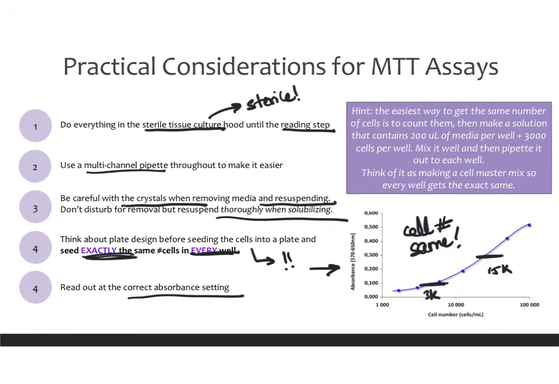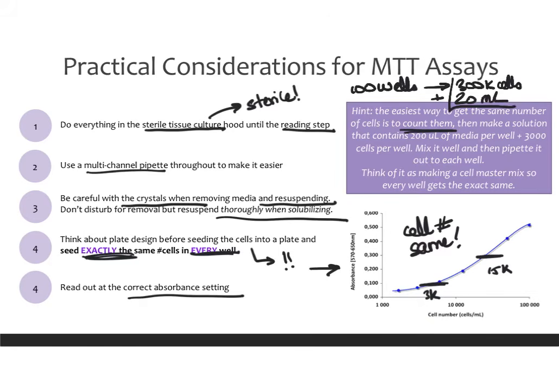same number of cells is to count them very carefully and then make sort of a master mix of cells for your plate. So if you are adding, let's say, 3,000 cells to every single well, and you know that you have 96 wells to pipette, then you might make enough for 100 wells, right? Because we talked about how you always make extra. And you would just make 3,000 times 100, so you'd make 300K cells in this solution, plus 200 microliters times 100, which is approximately 20 ml.